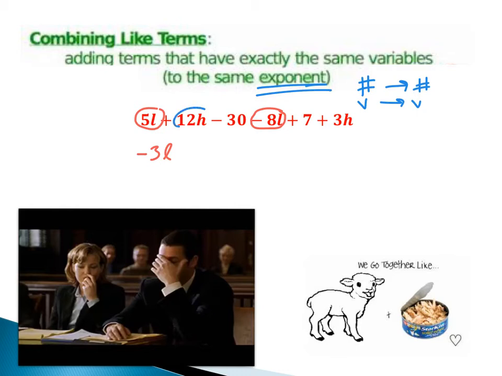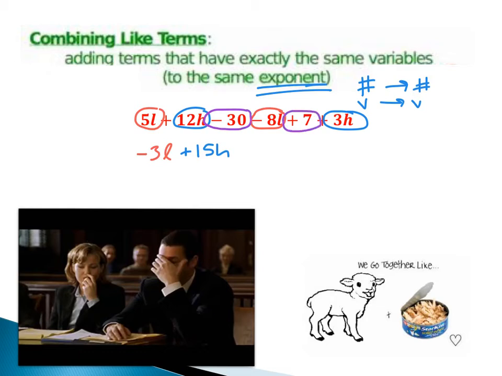Okay, next one I have H. Okay, 12H. Ooh, I see 3H over here, and notice it's positive. Sorry, I didn't get to circle the positives there. So what's 12 plus 3? Well, that's going to give me plus 15H. Next one, I have minus 30. So this one's just a plain old number. Notice I got the negative with it, and then I have positive 7.